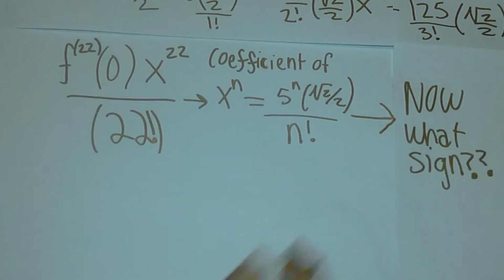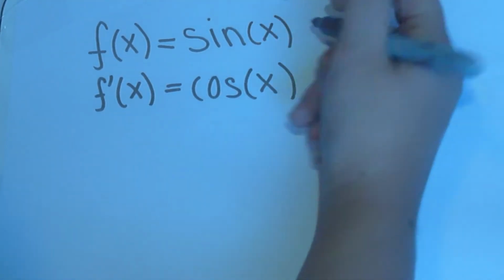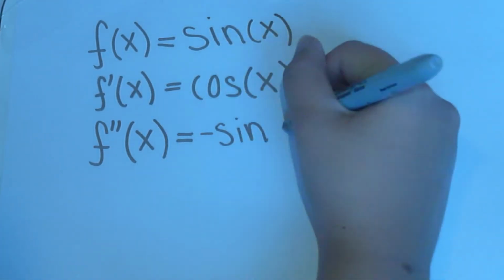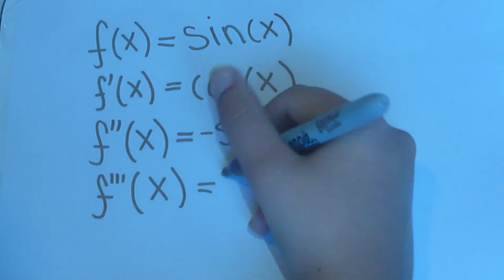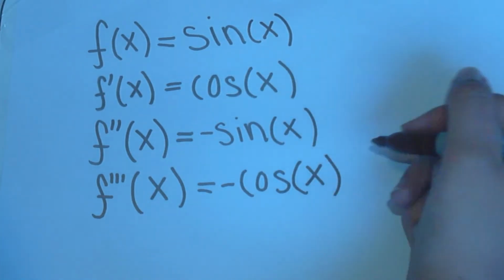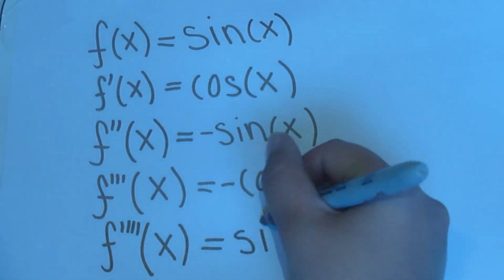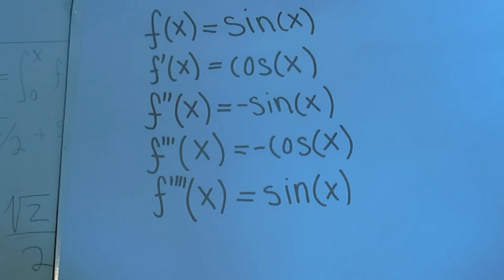So to find out if it's positive or negative, we take the derivative of sine until we get back to the original function. So the first derivative is cosine of x, the second derivative is negative sine of x, and the third derivative is negative cosine of x. And we take the derivative one more time and we get back to the original function, which is sine of x. So now we're going to count out the 22nd derivative to see if it's positive or negative.